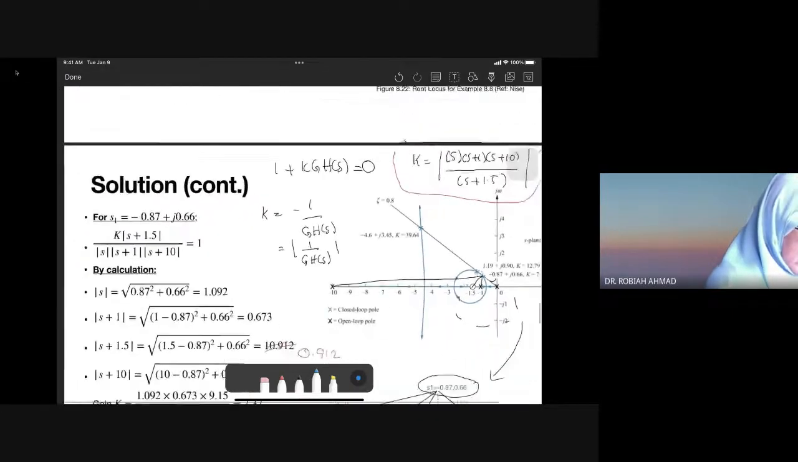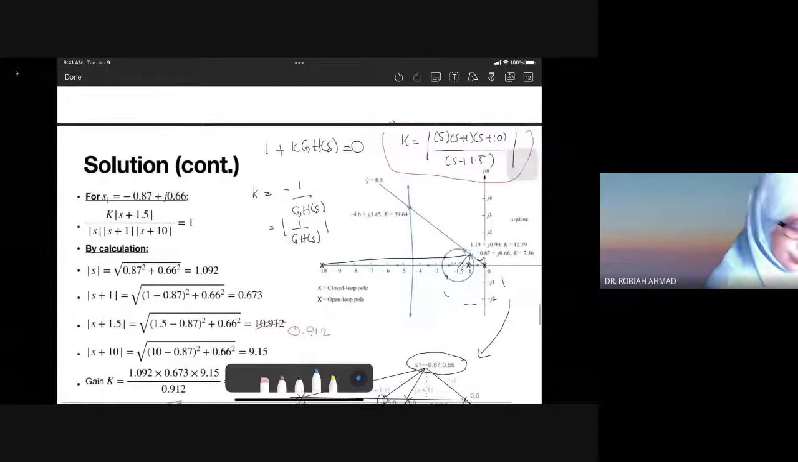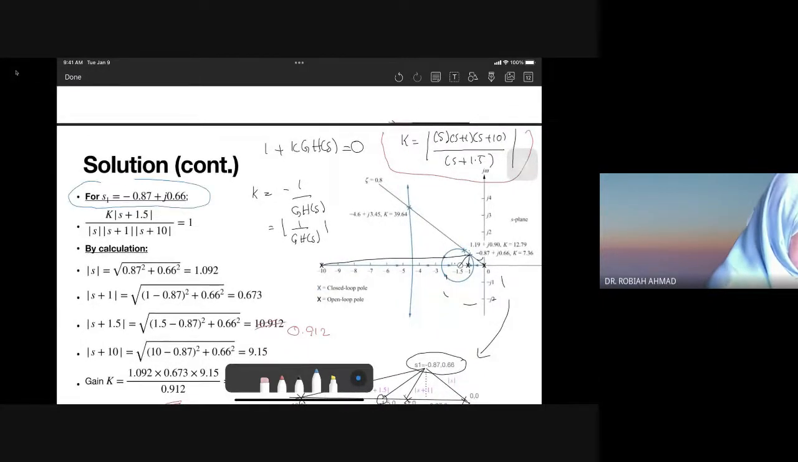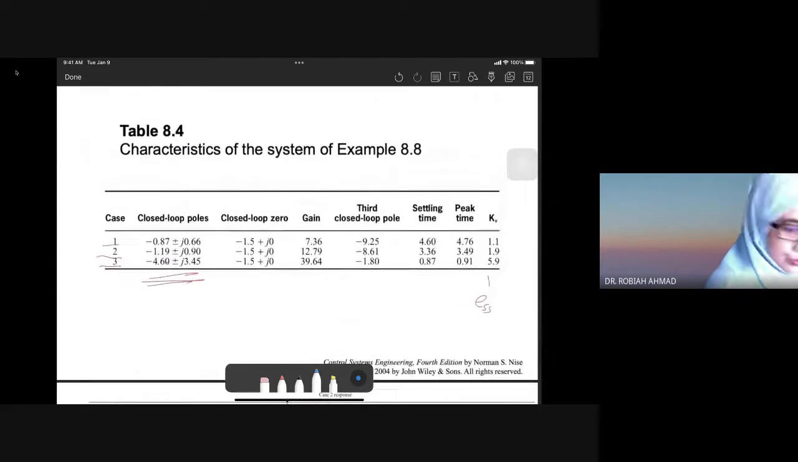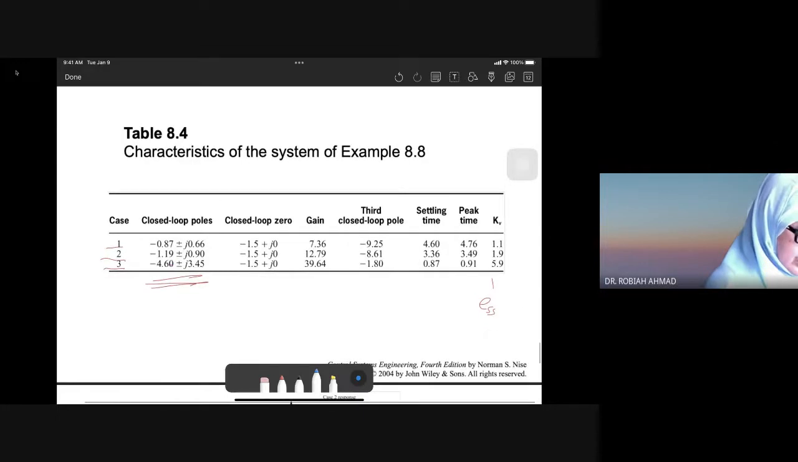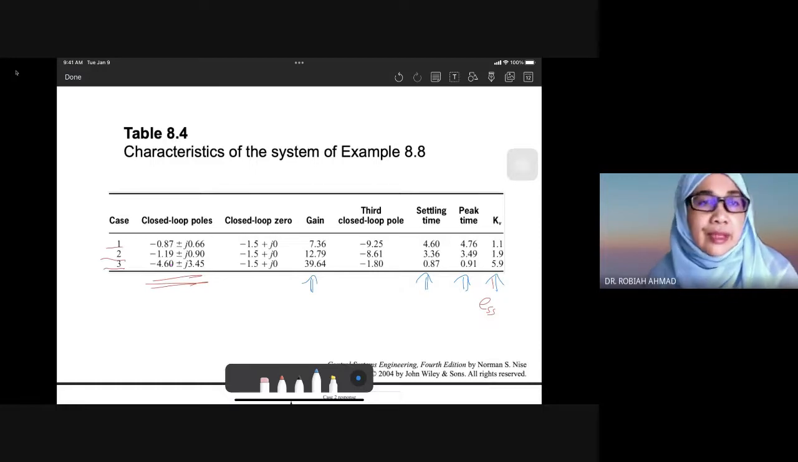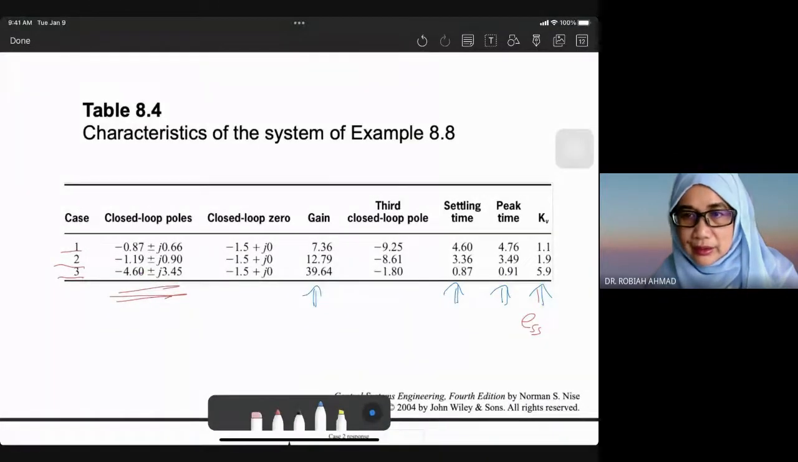In this lecture notes I'm showing only S1. You can try to proceed with S2 and S3, because the whole answer is given here in table 8.4. This is for the second and third points, which we calculate the gain, settling time, peak time, and steady state error. Am I answering your question too? What about others? Any more questions on this topic?